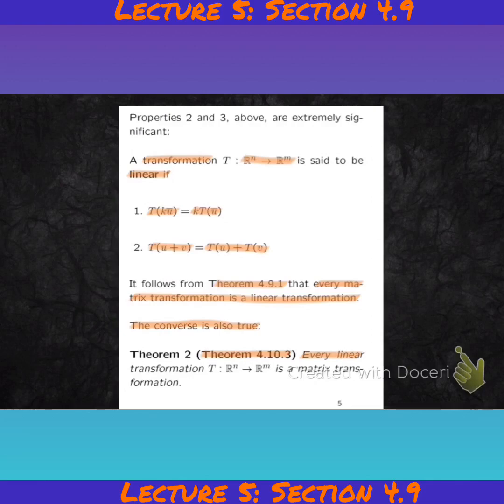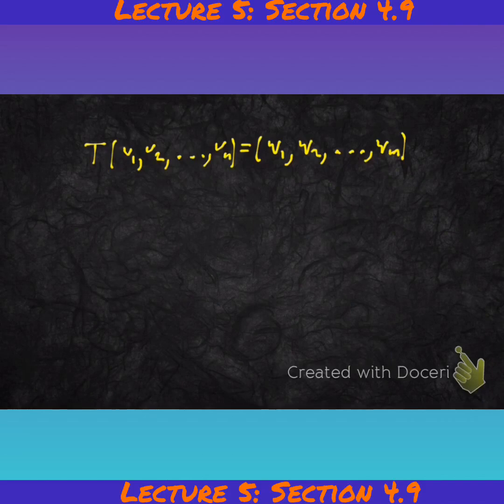Every linear transformation is a matrix transformation. Now, why is that true? So there's our linear transformation T. It takes a vector with n components and maps it to a vector with m components. Now remember, T is assumed to be a linear transformation.